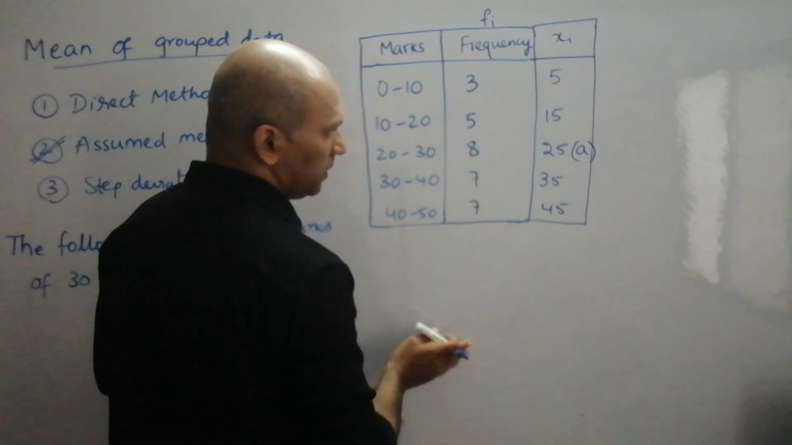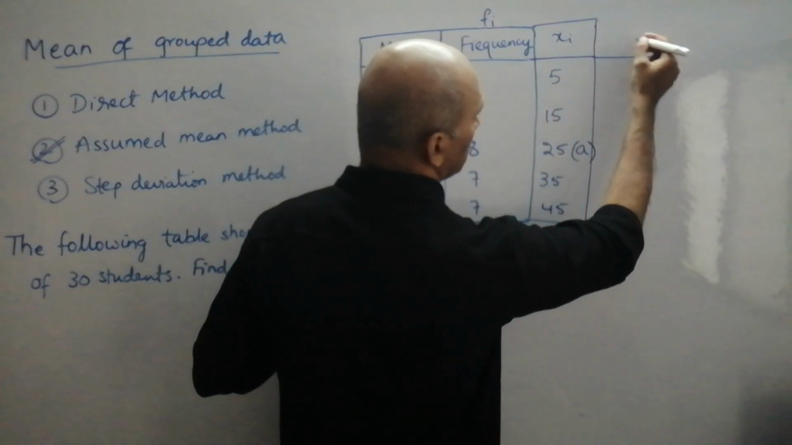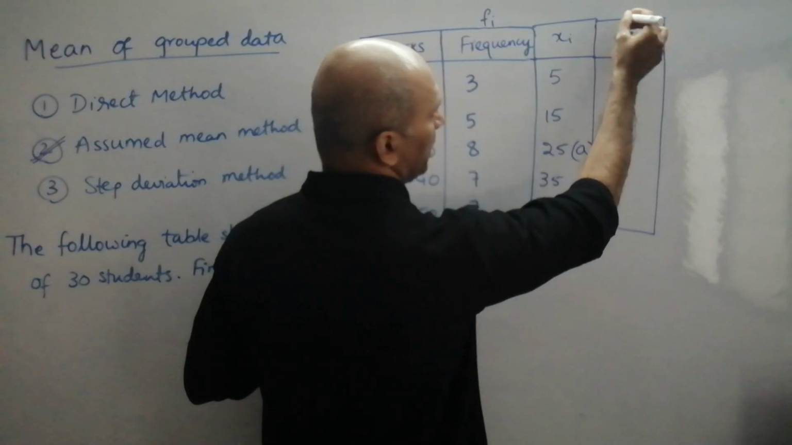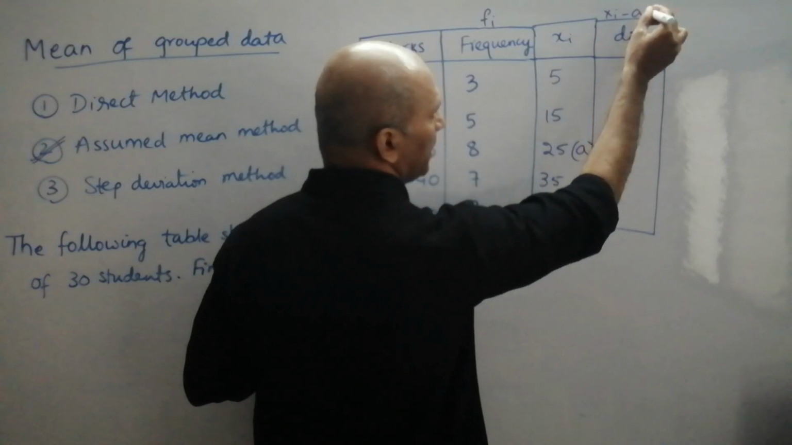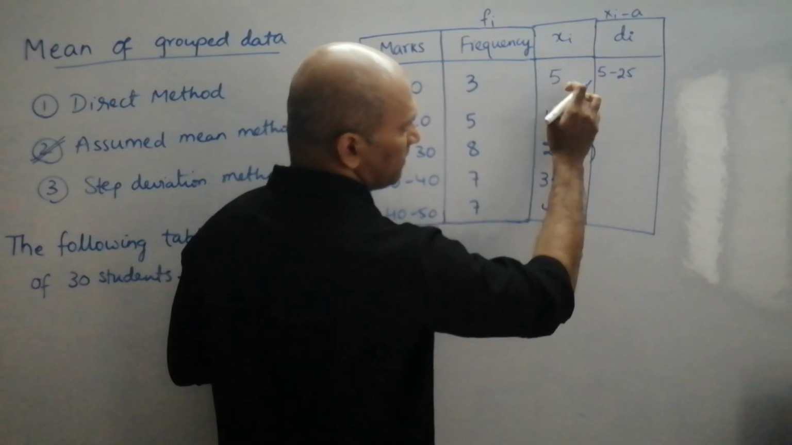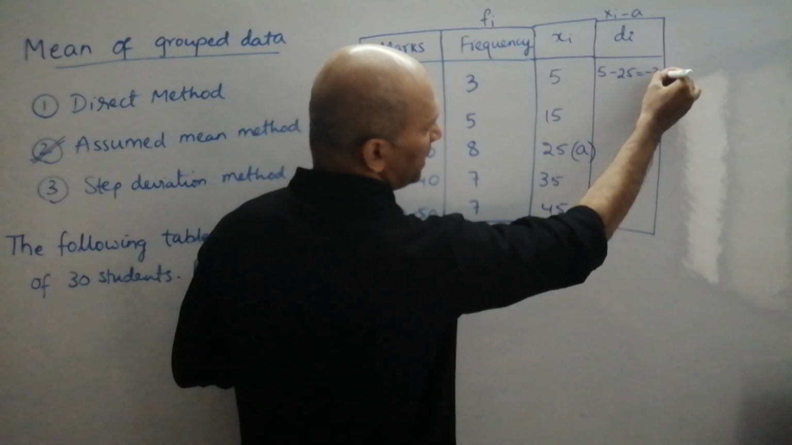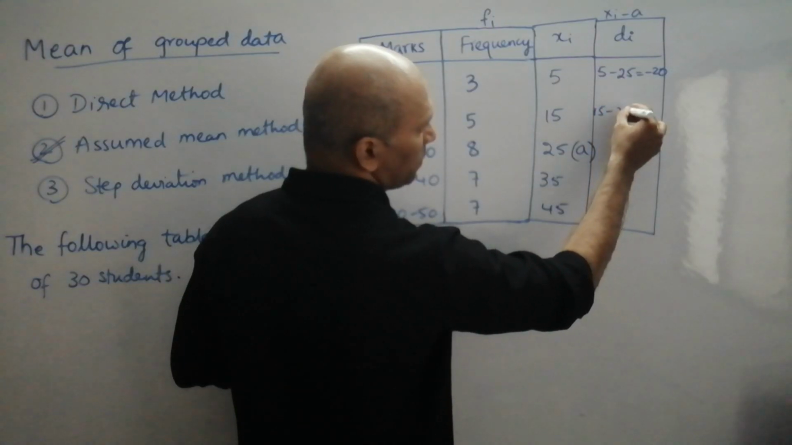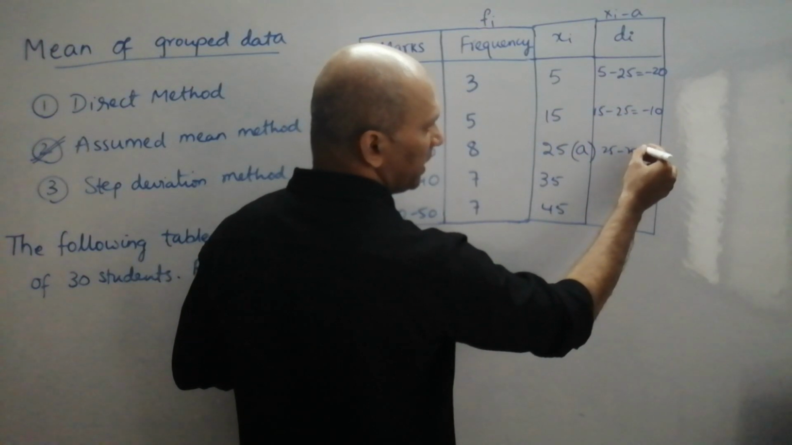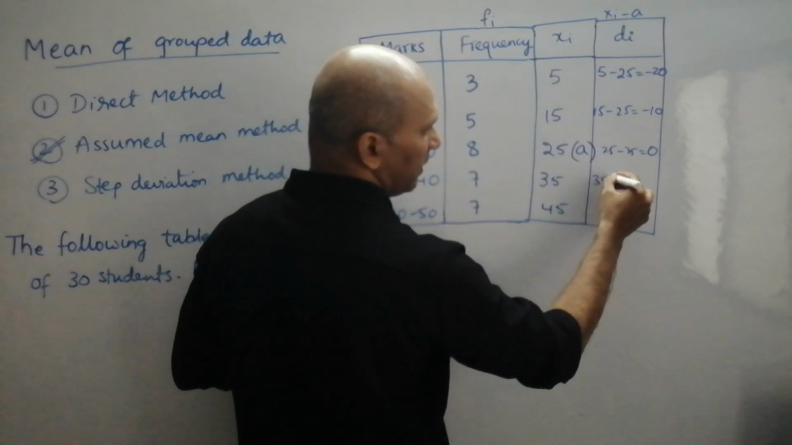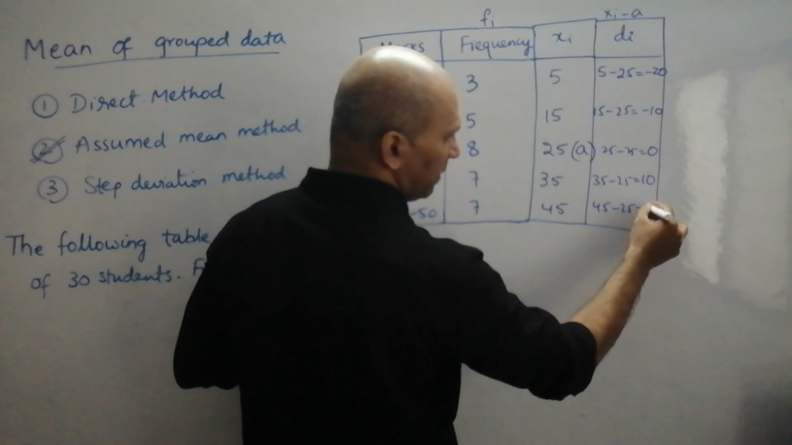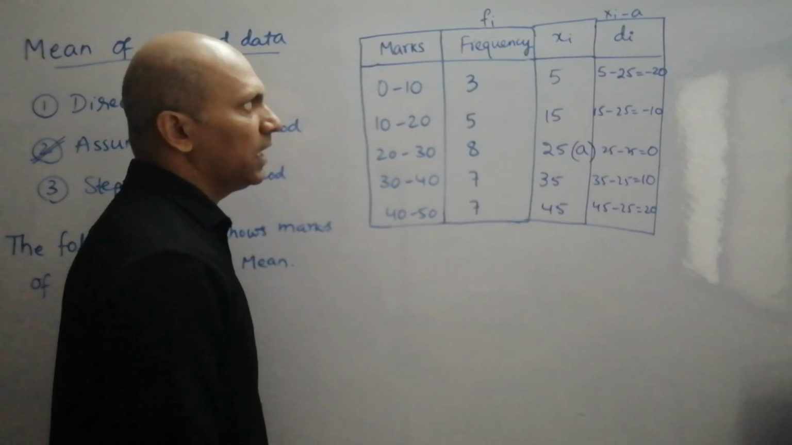Now the next column is the deviation, di. How do we write this di? Xi minus a. Xi is 5 minus a, 25, so this will be minus 20. 15 minus 25, xi minus a, will be minus 10. 25 minus 25 is 0. 35 minus 25 is 10. 45 minus 25 is 20. I hope you understood this.